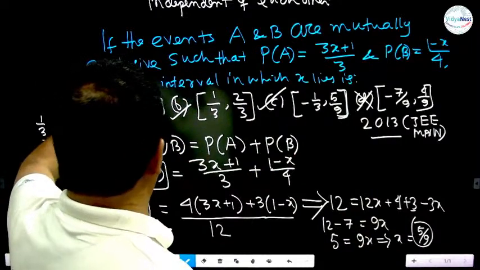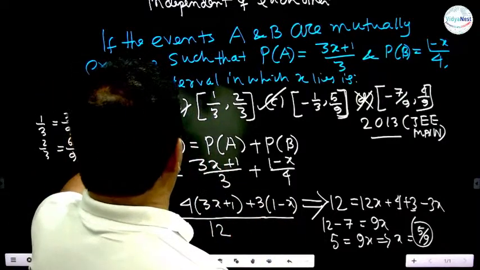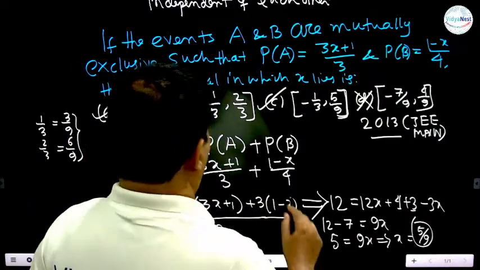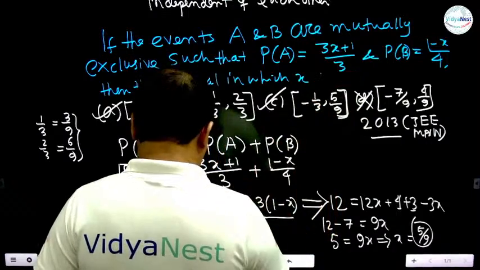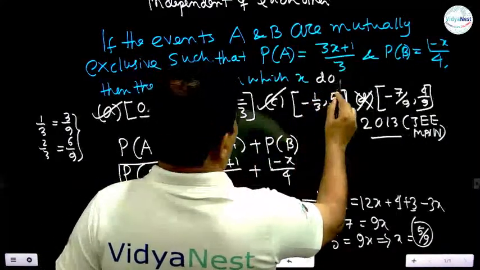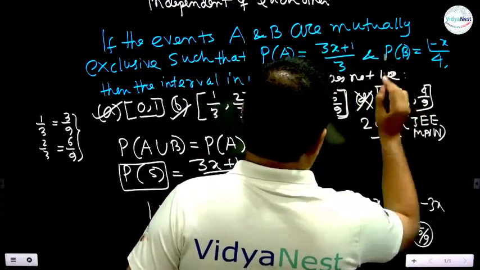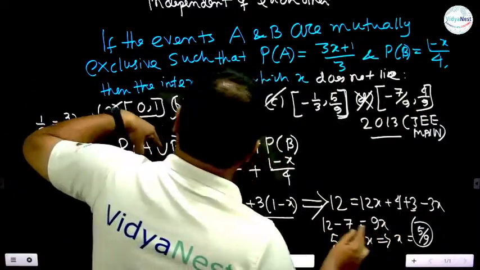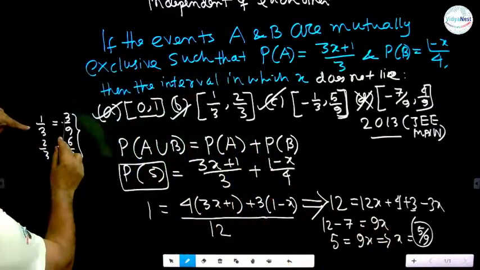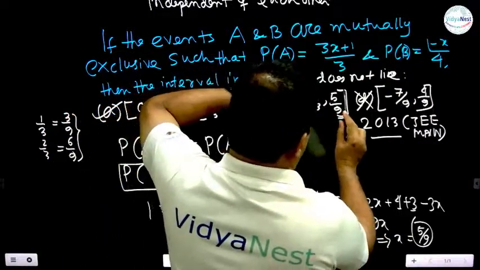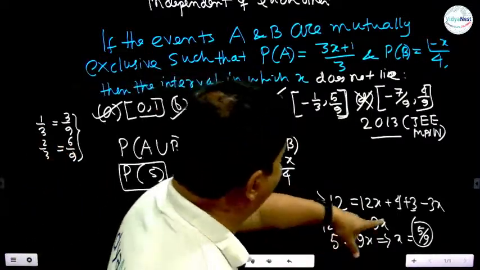So the question has to be rectified: the interval in which x does not lie. Okay, see, 5 by 9 lies between 0 to 1. Yes or no? 5 by 9. What we have observed, yes, lies between this and this. So all these are the intervals where 5 by 9 belongs.